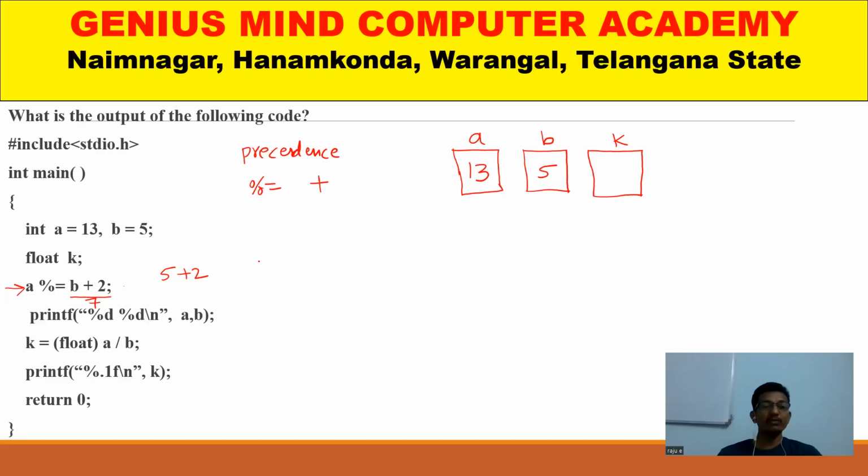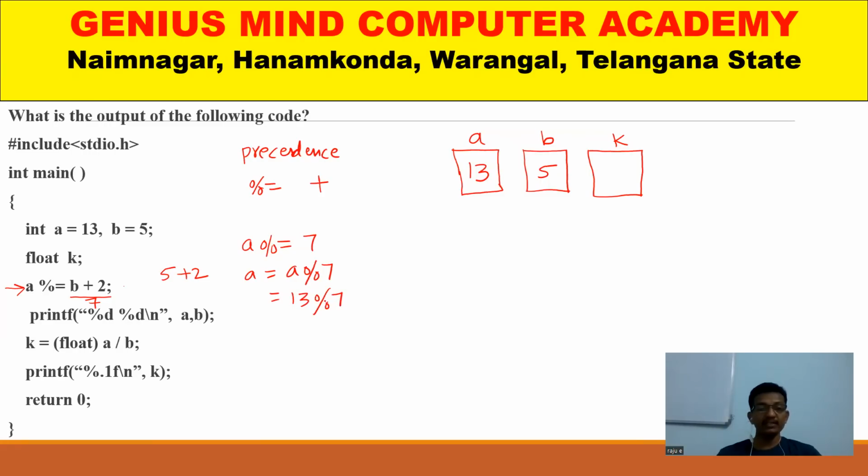So then a mod equals to 7. The expression is converted into this form, a mod equals to 7, which is nothing but a equals to a mod 7. So what is the a value here? The a value is 13 here. So it is 13 mod 7.